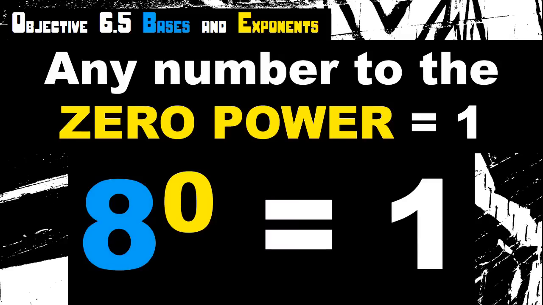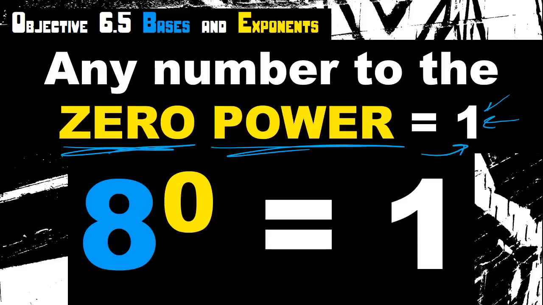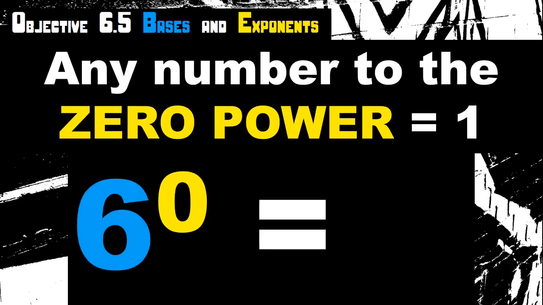So we can also know that any number to the 0 power is going to be equal to 1. So we have 8 to the 0 power. Our exponent is 0, which gives us 1. So we can say that any number to the 0 power equals 1. So 6 to the 0 power equals a grand total of 1.